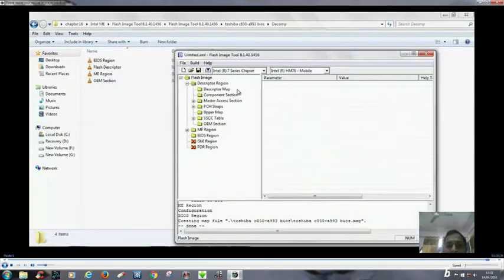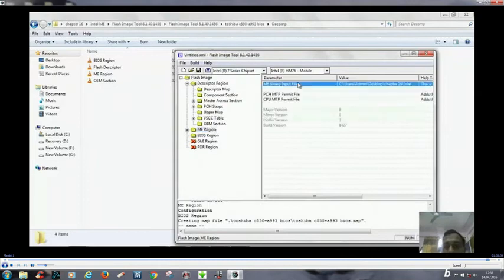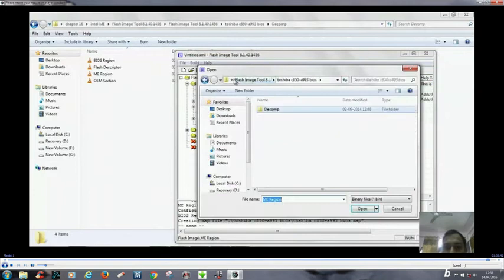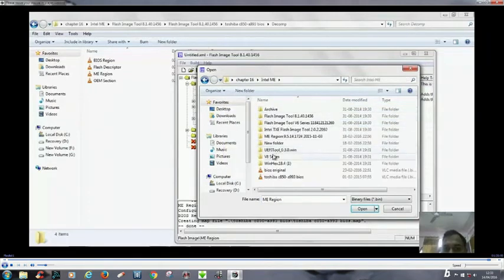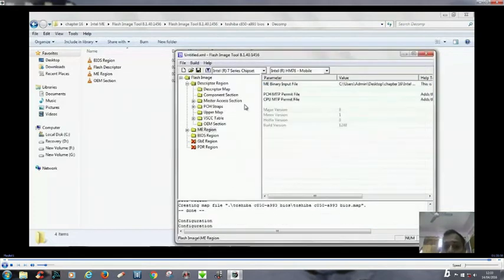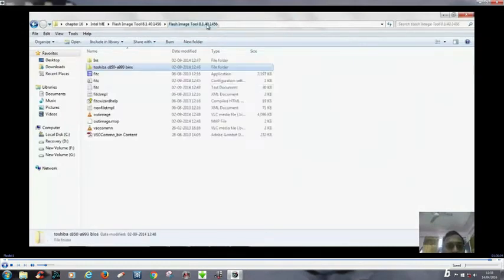So what we have done: at the IME region, we click and select the correct IME region, and we have a backup of the correct IME region with us, right? So we just go here, IME region version 8, because this is an Intel Series 7 chipset. We select it, click OK and build image, right? After you build the image, you will find it over here, the output image. This is your correct BIOS file. So this is how to do an Intel IME region edit.